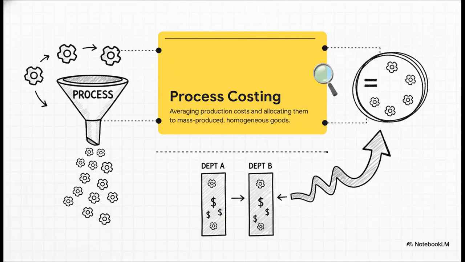And the answer? Well, it's a method called process costing. And the core idea is honestly brilliantly simple. It's all about averaging. Instead of driving yourself crazy trying to track every tiny cost for every single monitor, you just figure out the total cost for each big step in the production line, like the assembly department or the painting department, and then you divide that total cost by the total number of monitors. It's how you make the impossible completely possible.